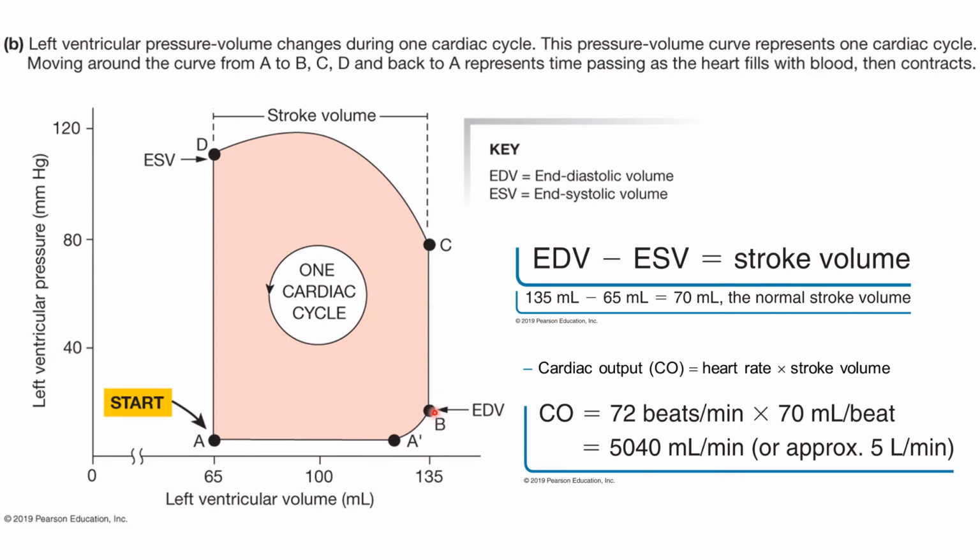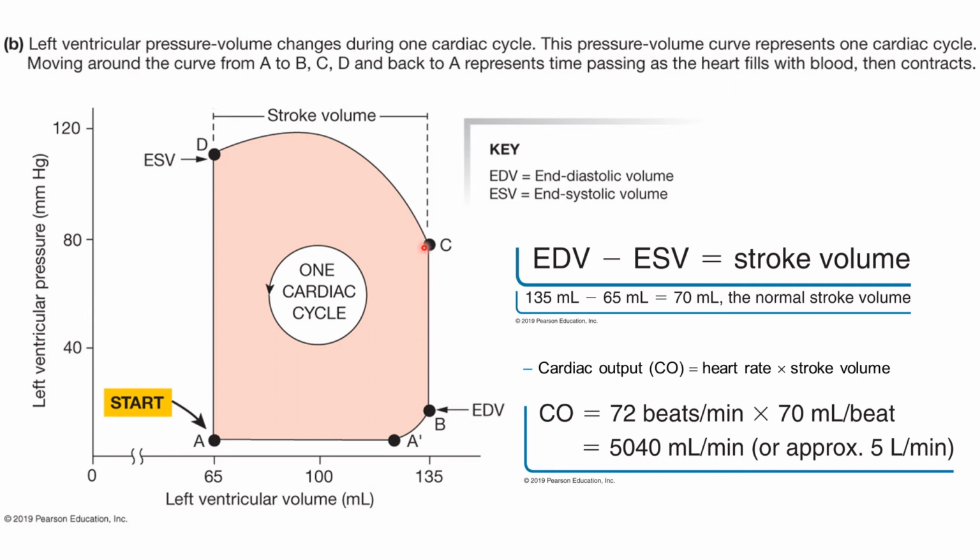Right here showing you from point B to point C, you can see that pressure-wise it's increasing, but volume-wise it's not. So this is representing the isovolumic ventricular contraction. The ventricles are contracting, but the semilunar valves have not opened yet, so that blood is not going anywhere, and so that's why the volume does not change. As you can see, the volume is not changing.